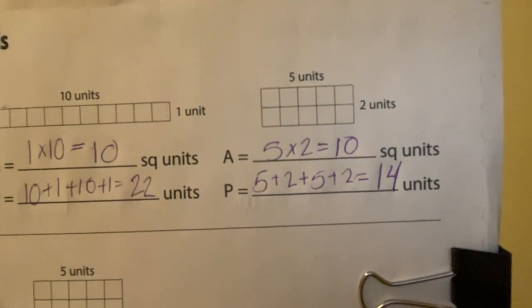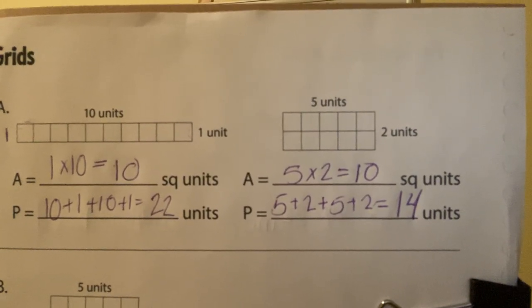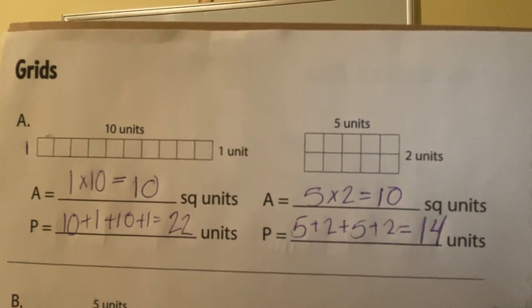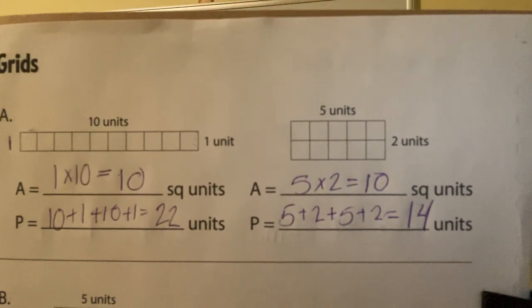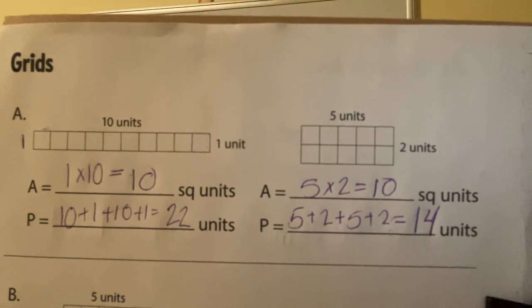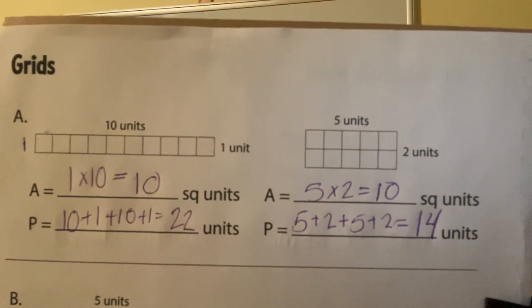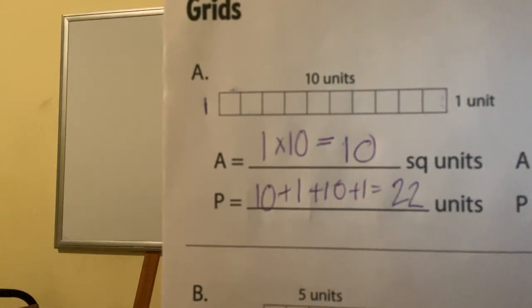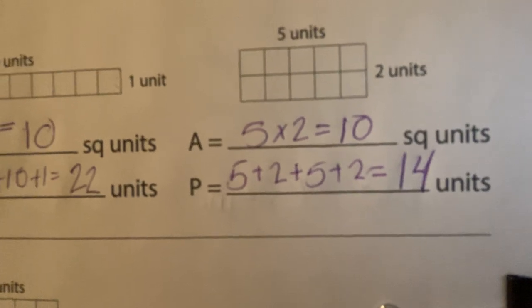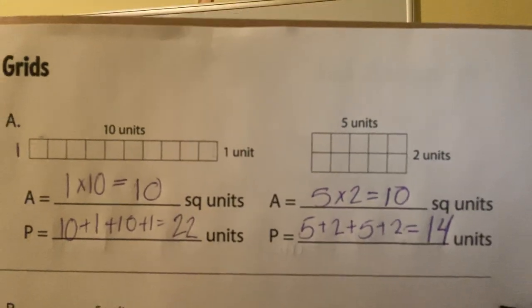Okay, so take a look at both of these. What conclusion can you make about the rectangles? These two rectangles have the same area. The space inside of them is still 10 square units. But what about the outside length? The distance around the shape? Which one has the greater perimeter? This first one does. It has 22 units for perimeter, whereas this one only has 14. So even though the amount of space inside the shapes is the same, the first one has a greater perimeter. Boom.